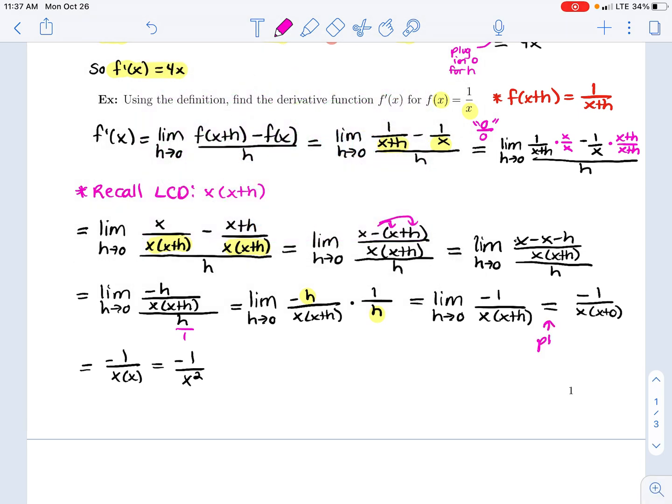Okay, and so what I did here is I plugged in 0 for h. Okay, and so you want to make sure, because I'm considering the limit as h approaches 0. Alright, so when I'm considering the limit as h approaches 0, that's telling me that when I go to plug in, I don't want to plug in for x, I want to plug in for h. And so overall, we say that the derivative function is equal to negative 1 over x squared.